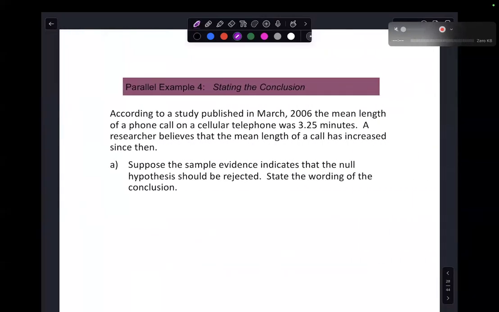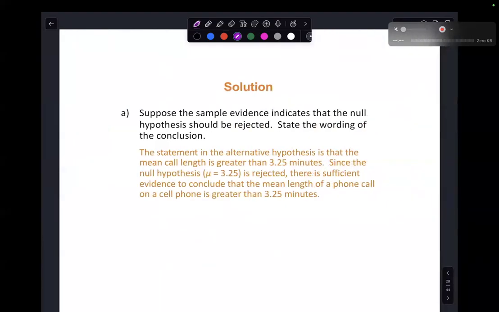All right. So according to a study published in March 2006, the mean length of a phone call on a cell phone is 3.25 minutes. A researcher believes the mean length of a call has increased since then. Suppose the sample and evidence indicates that the null hypothesis should be rejected. So they word things differently than I do. I'm not the biggest fan of the way that the textbook words it. I'm going to show you and then I'll write my own beneath it. No matter what, it's a lot of words. So here's what the textbook says.